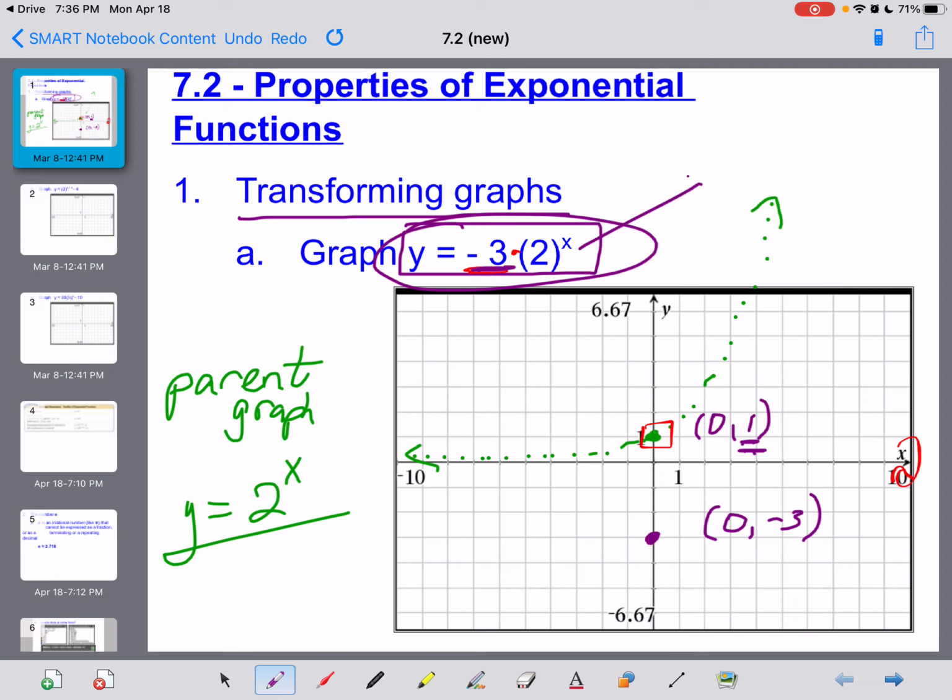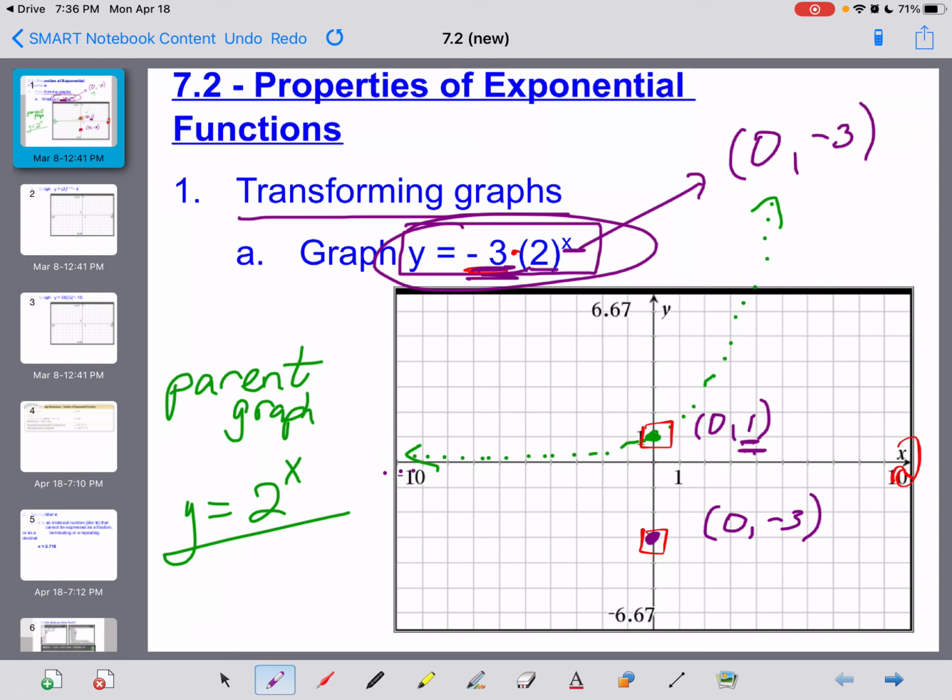And if you're not sure, you can always just take this equation and see what happens when you plug in a 0. We would start by taking 2 to the 0 power, and we have to remember that any number to the 0 power is 1, and 1 gets multiplied by -3 to get -3 for our answer. So that point, (0, -3), becomes our starting point.